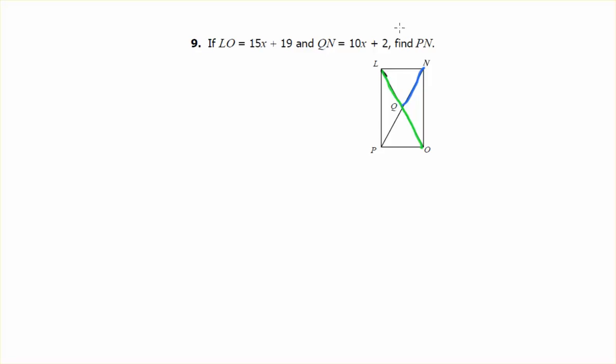So let's figure out how those two relate to each other. Well, since the diagonals bisect each other and they're also congruent, we know that LO is going to be double what QN is. If you think about it, just as a side problem so you guys can see it, I'm just pulling random numbers so you can see where I'm coming from. So this is kind of like a totally separate problem almost.